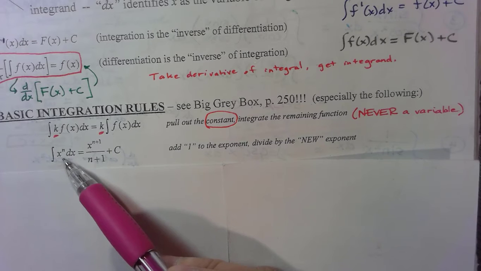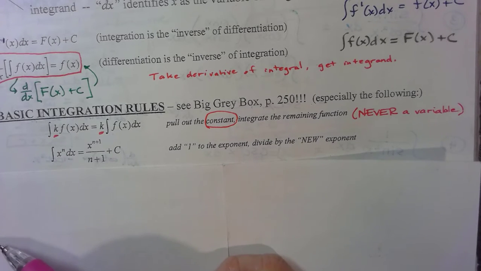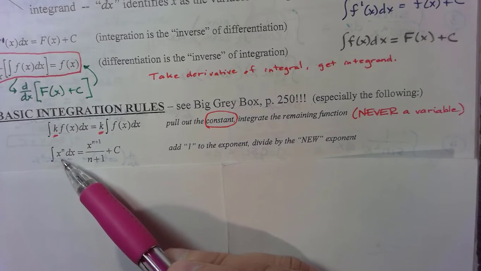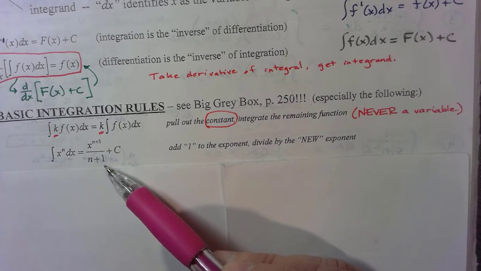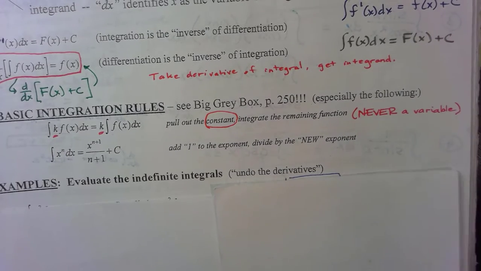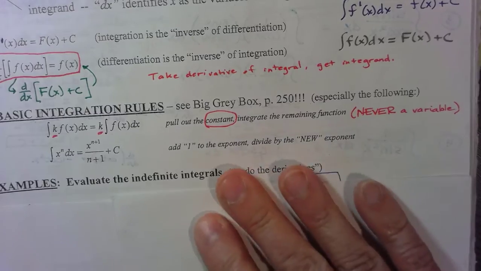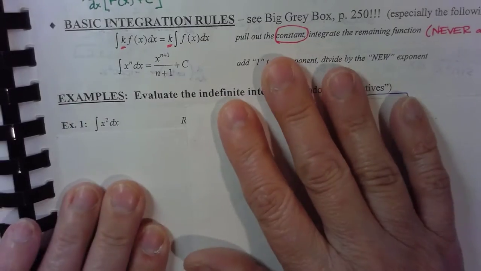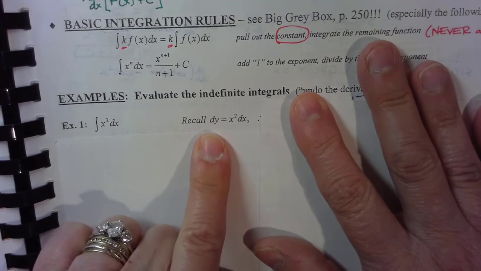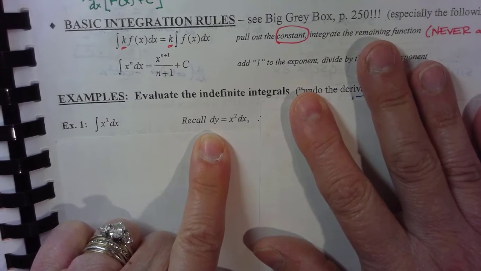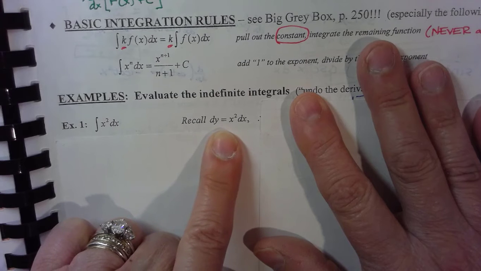So how did this get here? This got here by subtracting 1 from the antiderivative function. So to get to the antiderivative, we're going to add 1 and divide by the new exponent, plus c. So we're going to evaluate the indefinite integrals. Here we go. So remember, x squared is a derivative. Remember our differential form you just learned about. dy would be x squared dx.